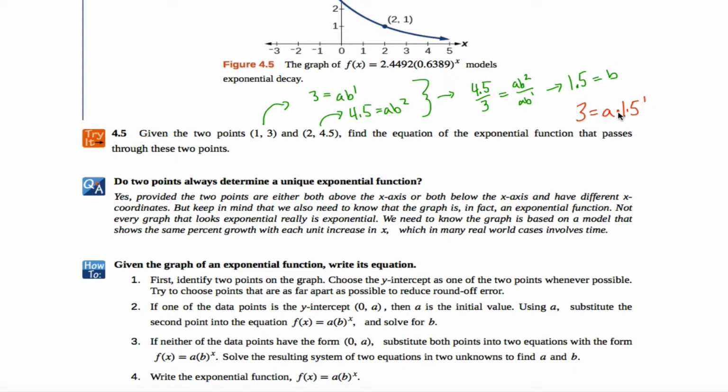Whoa, that's not true at all. 1.5 to the first power is 1.5. And if you divide both sides of the equation by 1.5, you get that a equals 2.